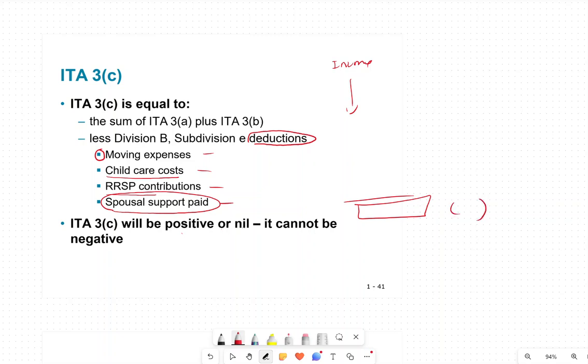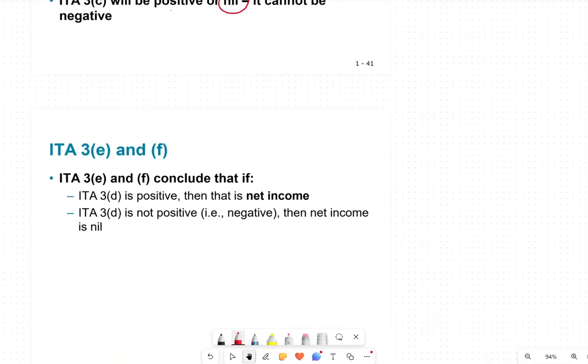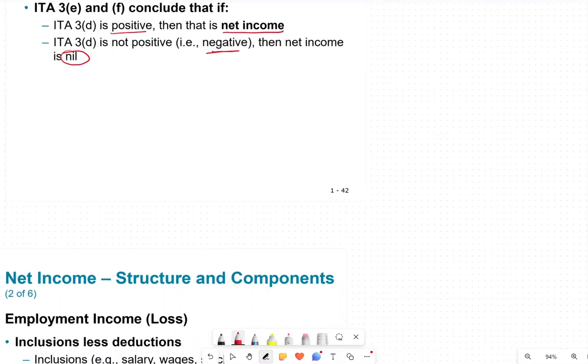If you have a negative number, we treat it as a zero. But if you have a positive number, we are going to be calculating our taxes. If it's positive, then we have a net income. If it's not positive, it is a negative, then we call it nil. So your tax liability will be nil.